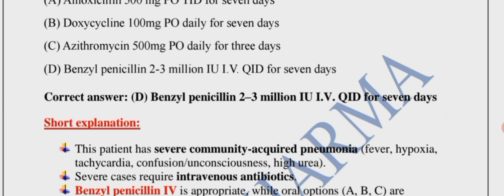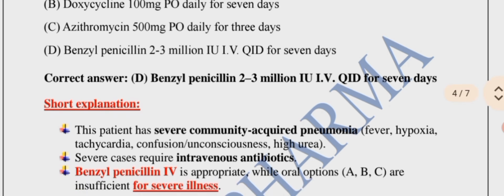Plus our patient is unconscious, so PO medication is not considered. So benzyl penicillin IV is appropriate while oral options A, B, C are insufficient for severe illnesses. So the correct answer is D.